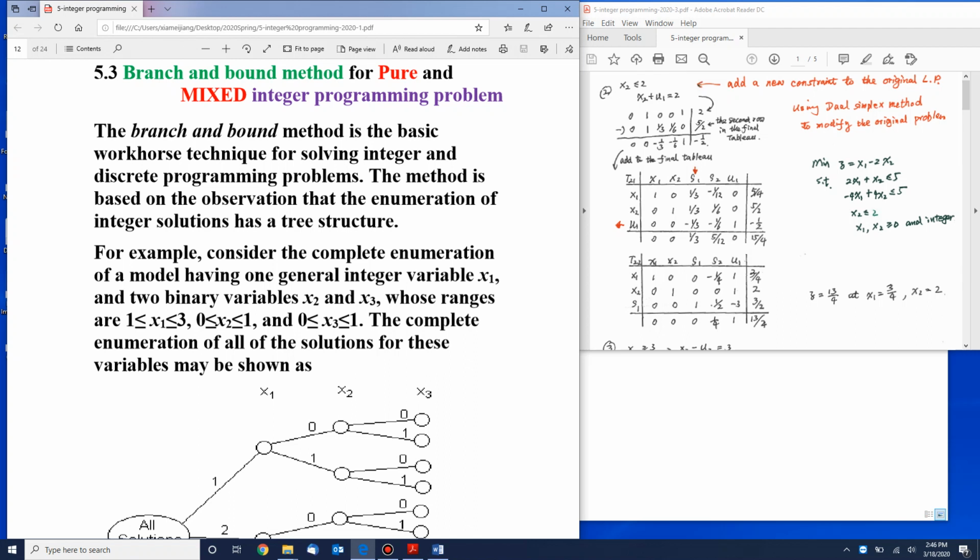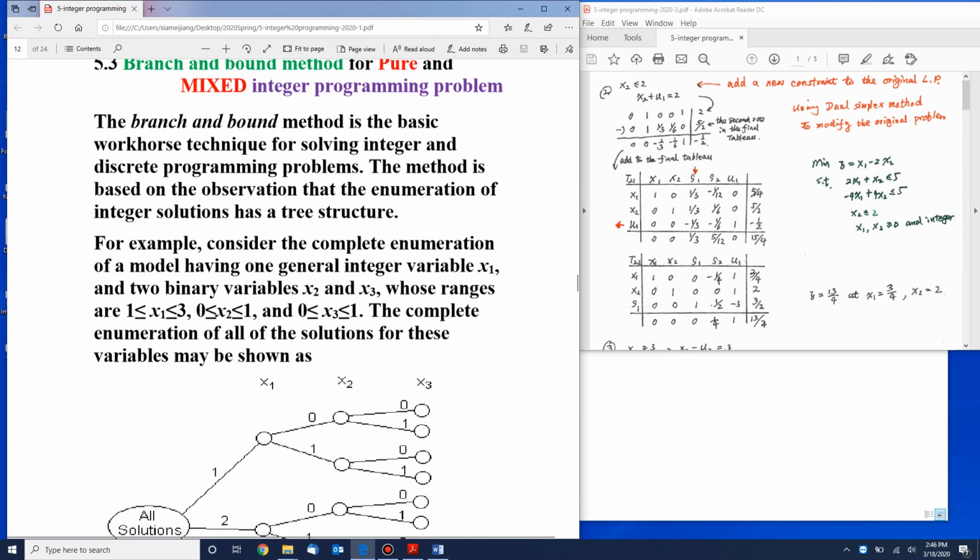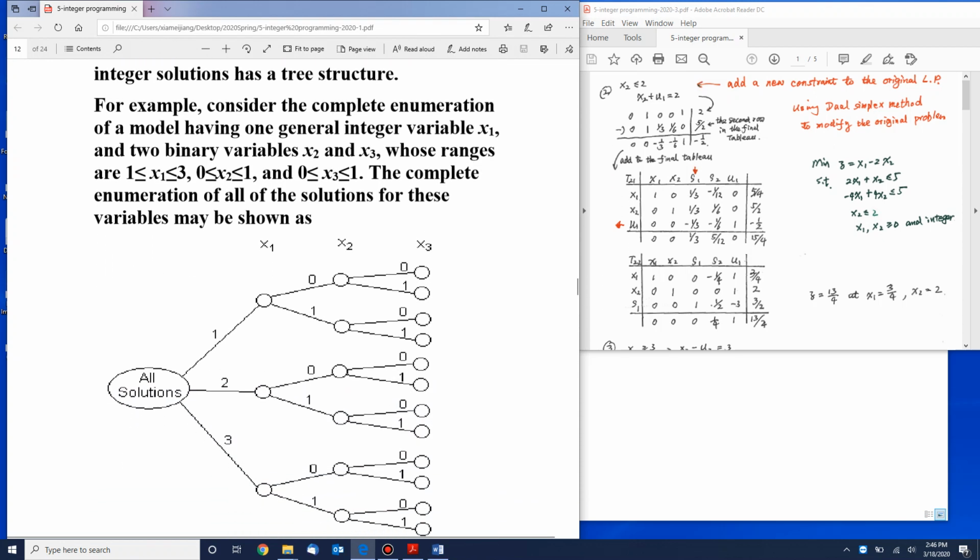Now I'm going to discuss another method called the branch and bound method for pure and mixed integer program problems. For the details, I already wrote them there, or you can read the textbook. Basically, if we have three variables like x1, x2, x3, for the LP problem, we already have the optimal solution by the method we know.